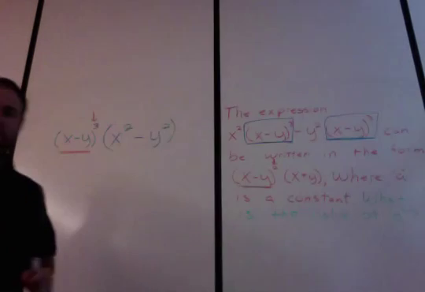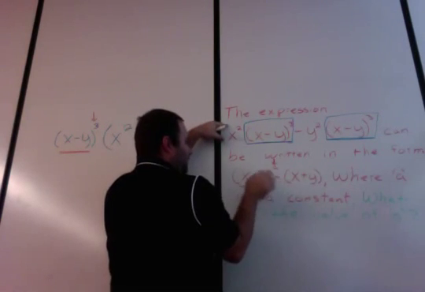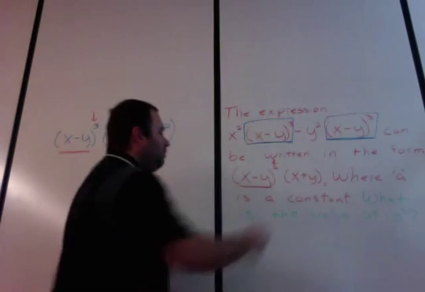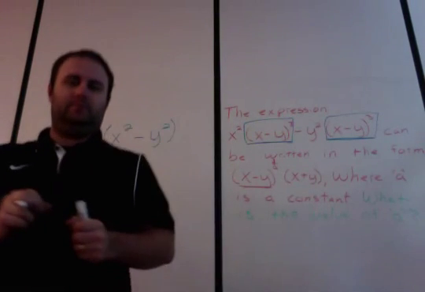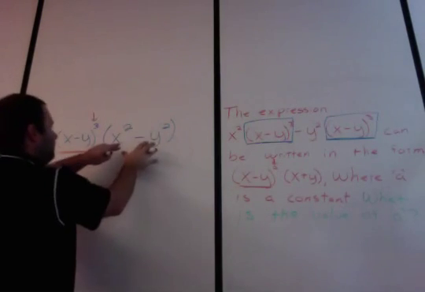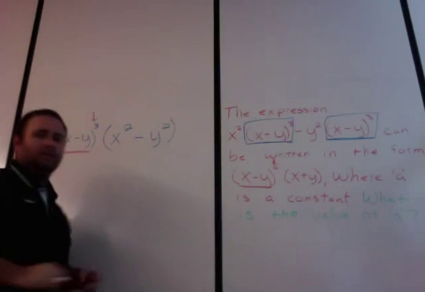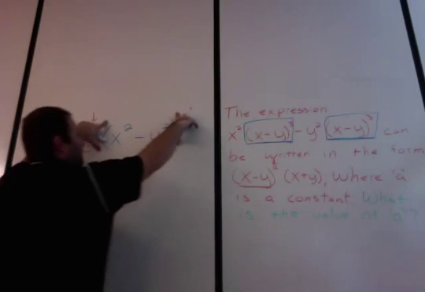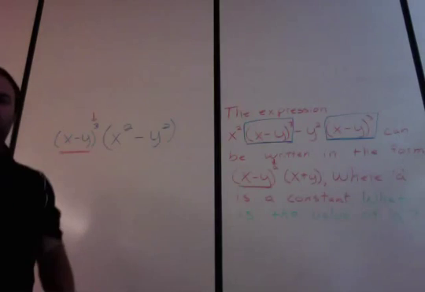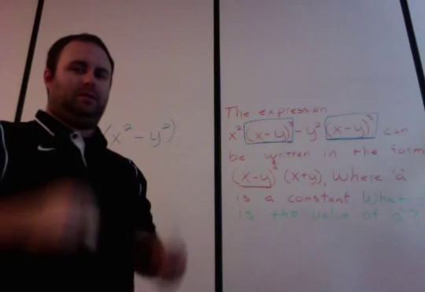But this expression is said to be written in the form x minus y raised to some power times x plus y. Well, where does this x plus y appear? I've got to think that it's got to appear right in this factor. Now what we have right here between this parenthesis and this parenthesis is known as a difference of squares. And that is pretty simple to rewrite.